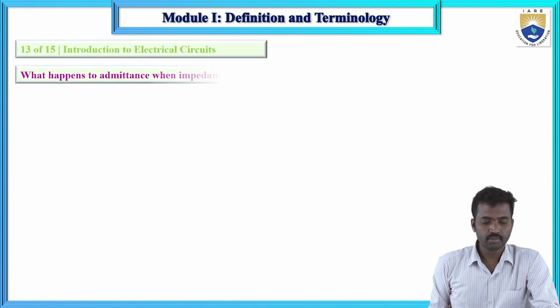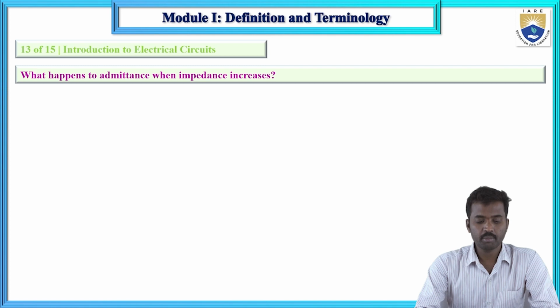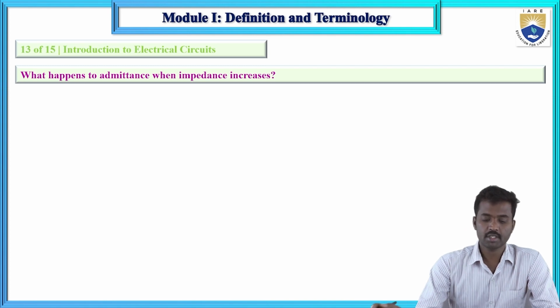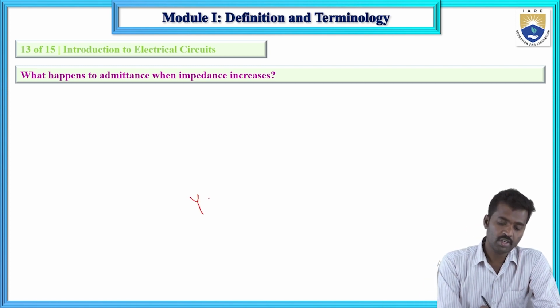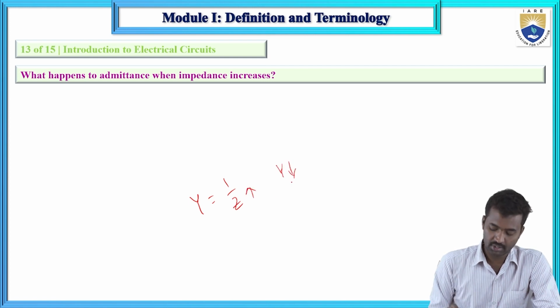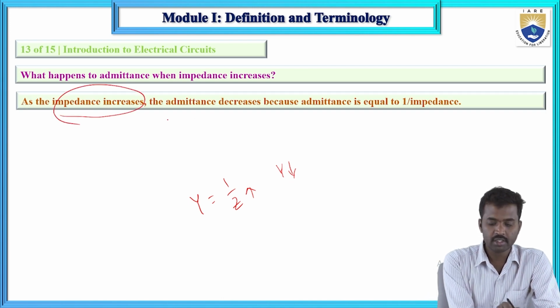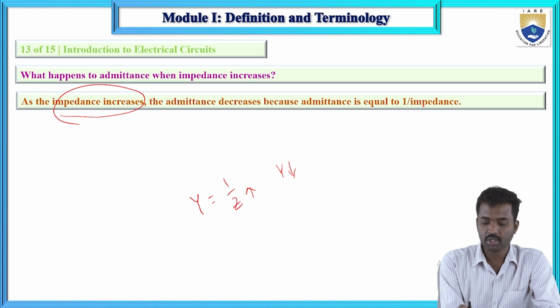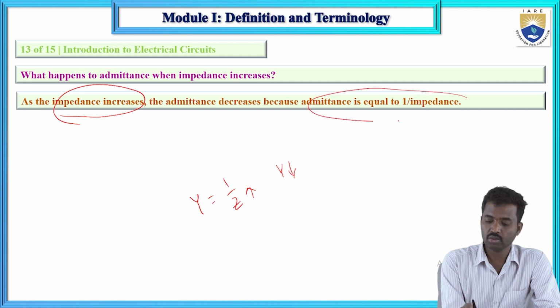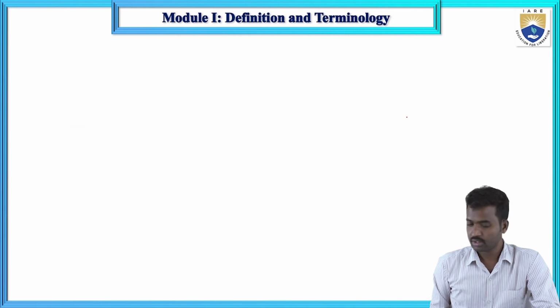Next, what happens to admittance when impedance increases? Y is always the reciprocal of impedance. If impedance increases, admittance will decrease, because admittance Y equals 1 by Z.